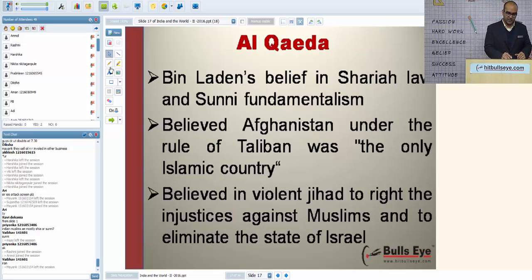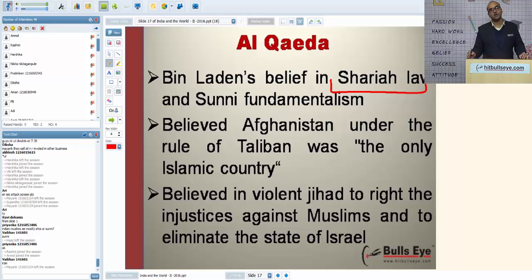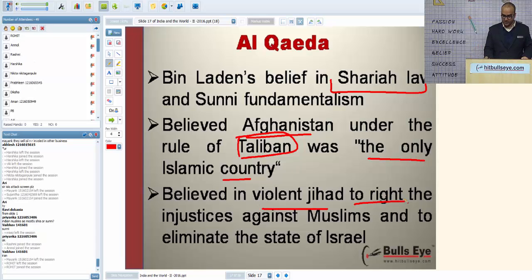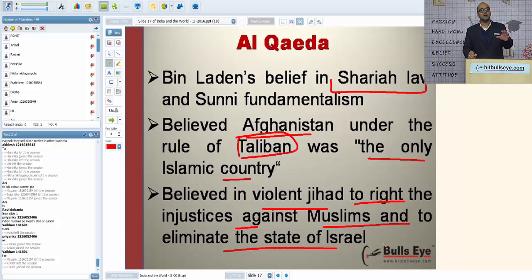Next, we talk about Al-Qaeda. So, Sharia law is an interpretation of the Quran, which is very fundamentalist in nature, right? So, this is what Al-Qaeda believes in, right? It believed Afghanistan under the Taliban was the only Islamic country, and all other countries are labeled as infidels or impure. It believed in violent jihad to right the injustices against Muslims and to eliminate the state of Israel.